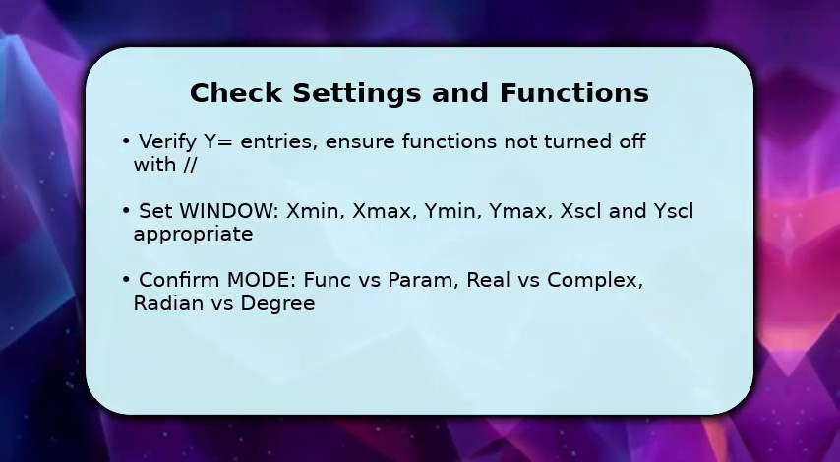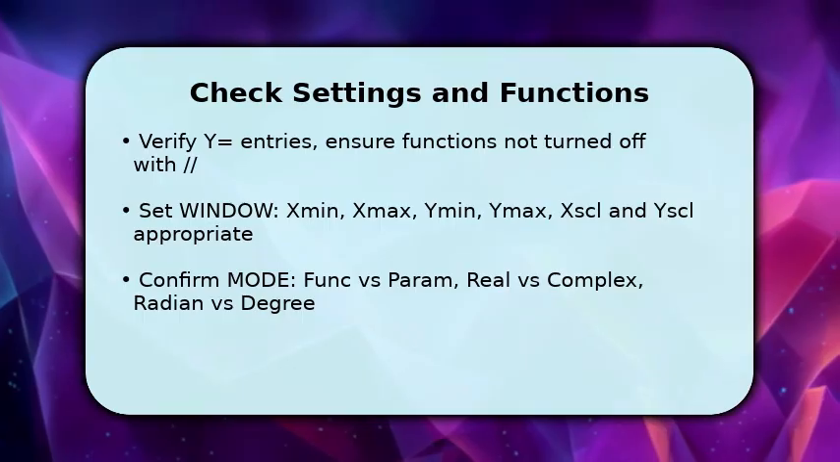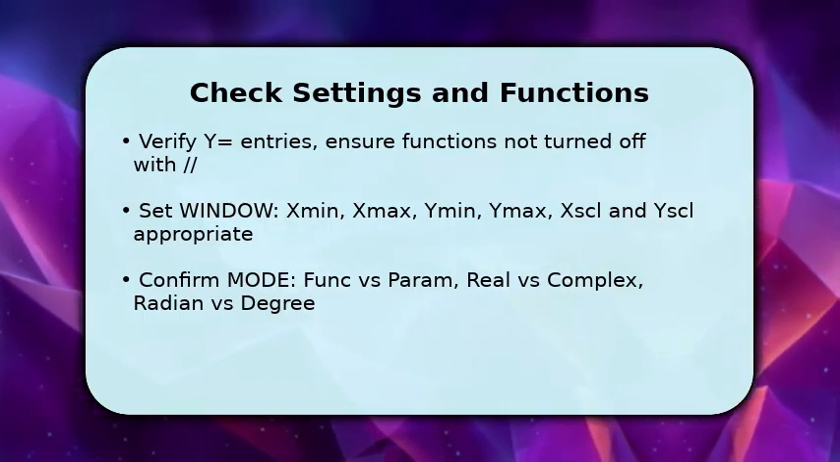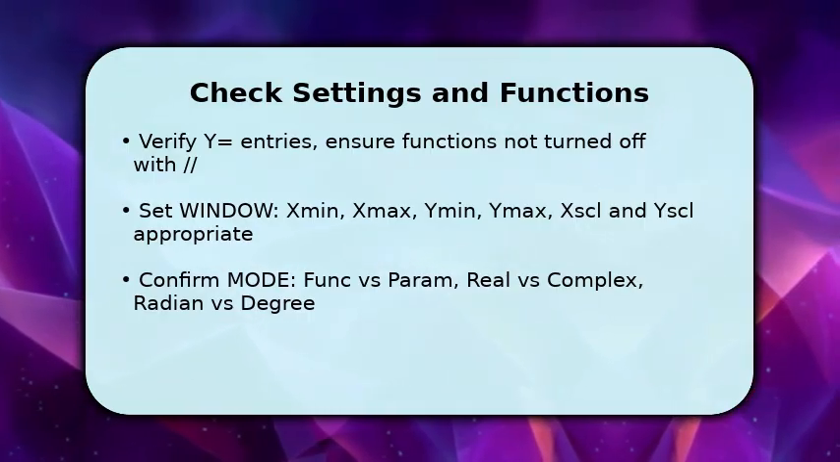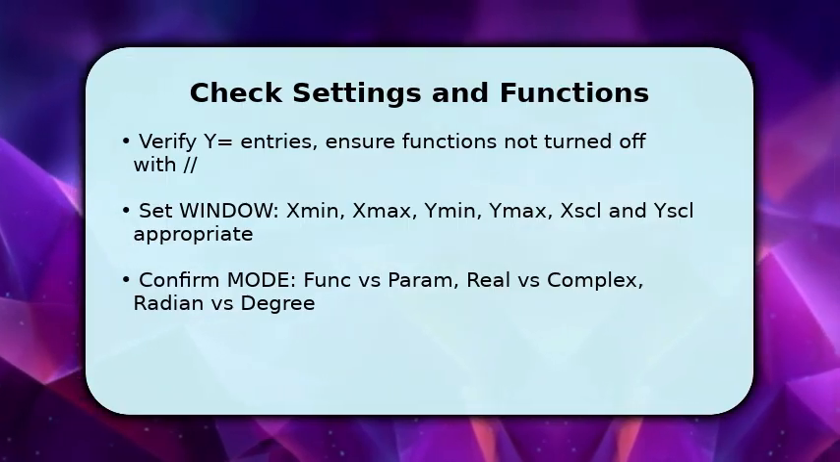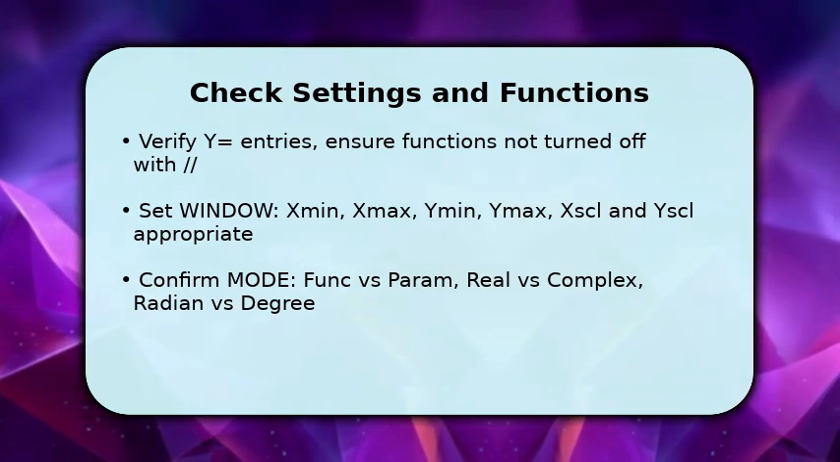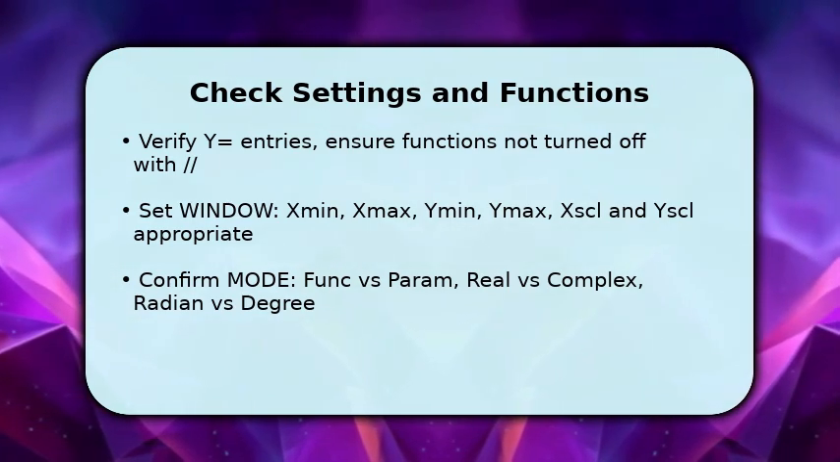Adjust window values to frame the data. Set xmin/xmax and ymin/ymax so the curve lies inside view, and choose sensible scales like XSCL 1, YSCL 1. Also verify mode. Set to function or parametric as needed, real numbers, and correct angle units, because wrong modes silence expected graphs. Finish by testing and fixing remaining issues through tracing and recomputation.